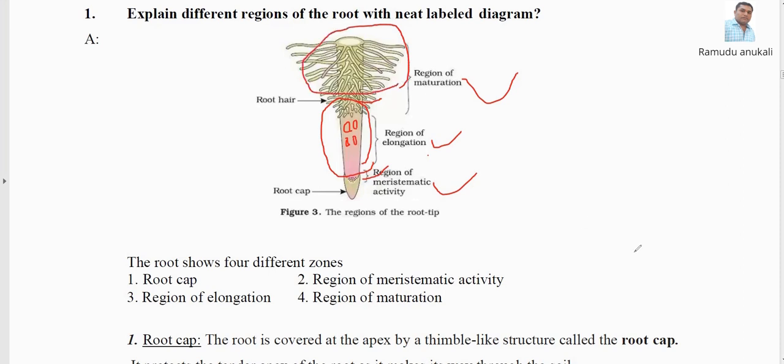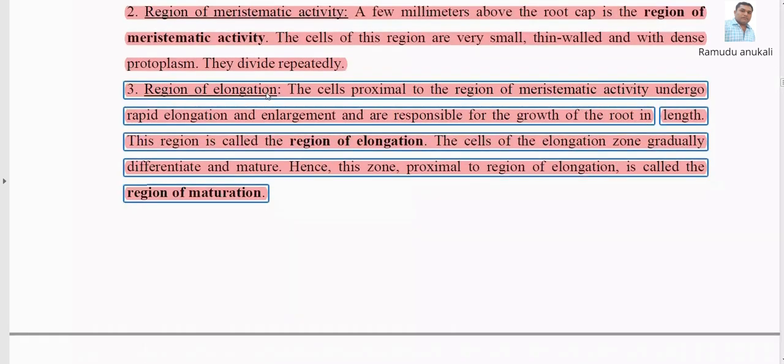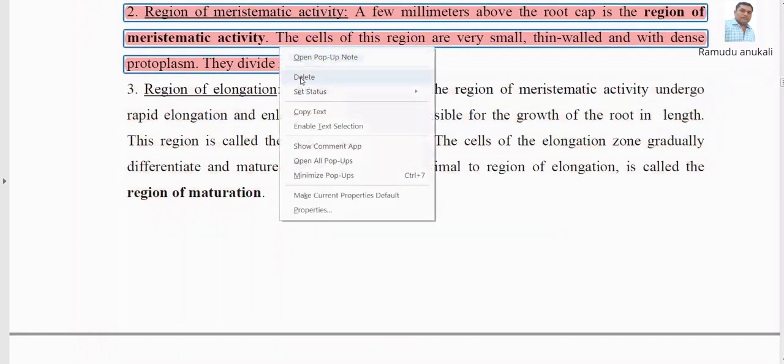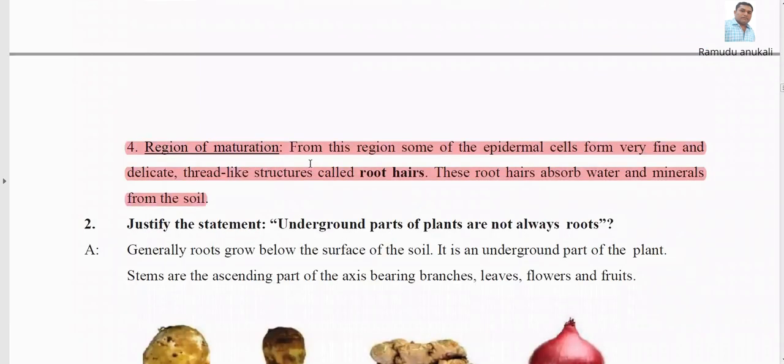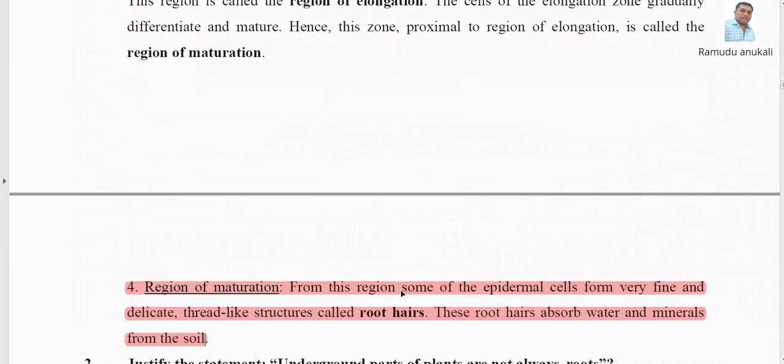So finally, the last region, we can see this is the region of maturation. Here all the cells now come to approximate size and shape. From this region, some of the epidermal cells form very fine and delicate thread-like structures called root hairs. These root hairs absorb water and minerals from the soil.